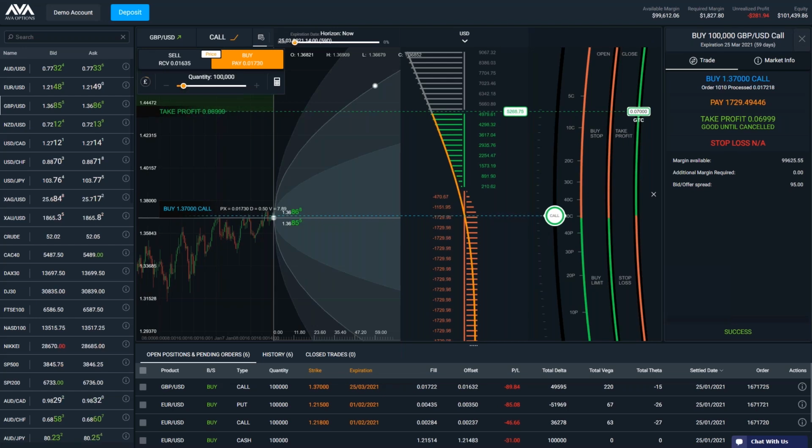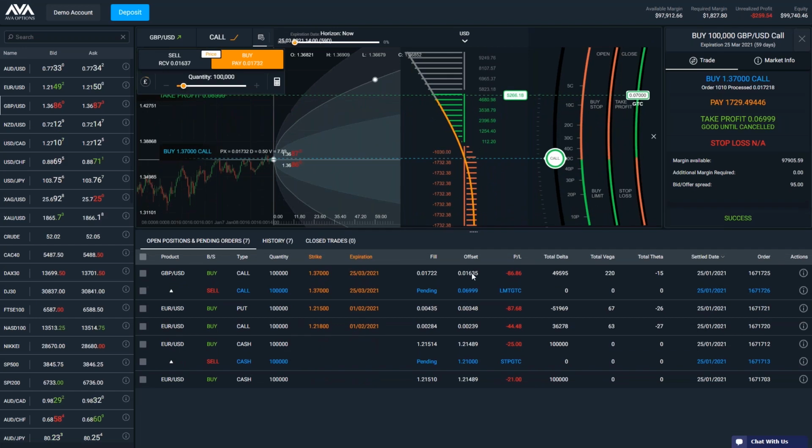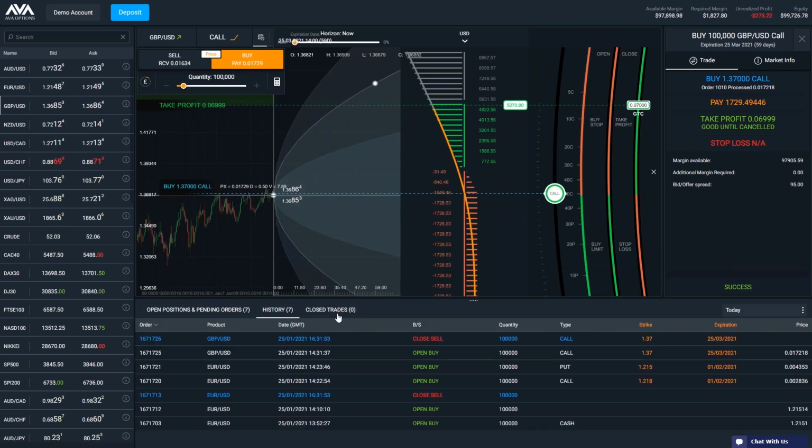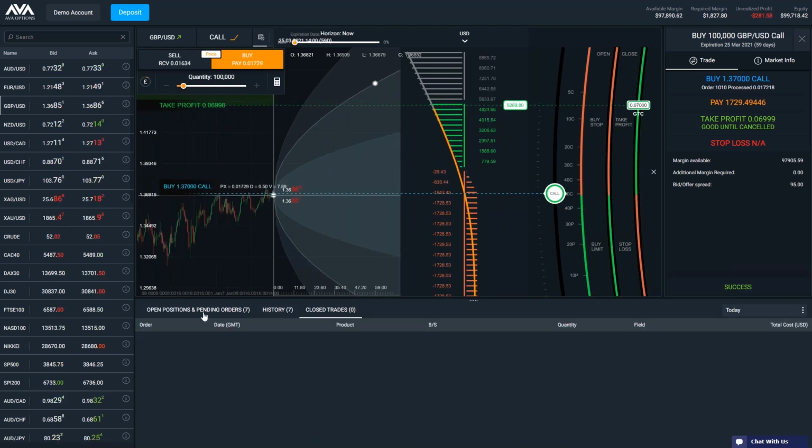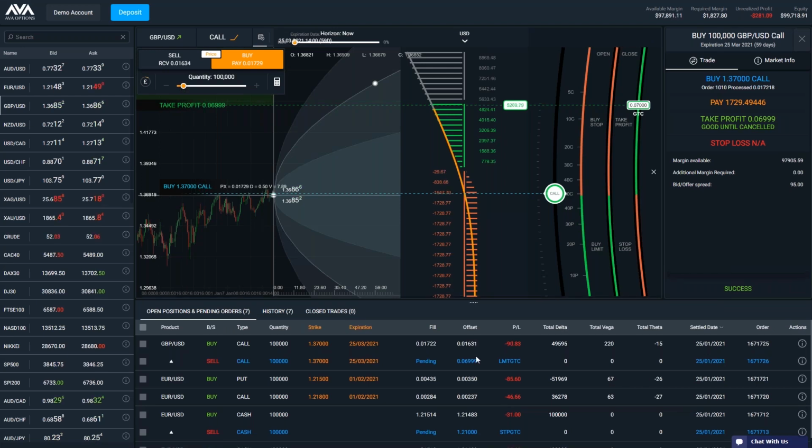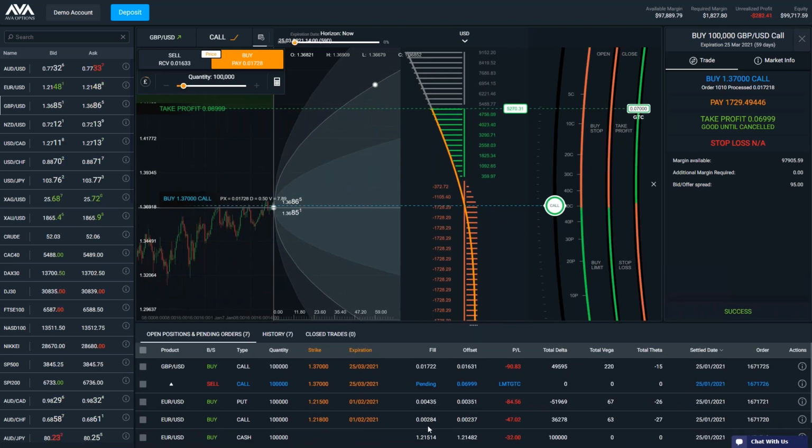That trade is done. There it is in my open positions with the limit order, which is the take profit. You can expand the size of the window at the bottom to see everything. There's my history. We haven't closed anything yet. So let's talk about closing positions before we start answering more questions.